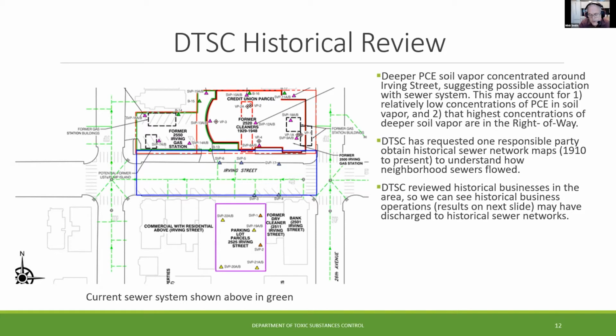Historical PC discharge to the sewer system is one of the hypotheses that DTSC is carrying in its evolving conceptual site model of the study area. Historical PC discharge to the sewer system and leakage from the sewer system would be consistent with some of the patterns we see of deeper soil gas having a signature that's most concentrated in the middle of the street, and that the concentrations are relatively dilute compared to what we typically see for a release from a dry cleaning facility, leaving a source area on site.